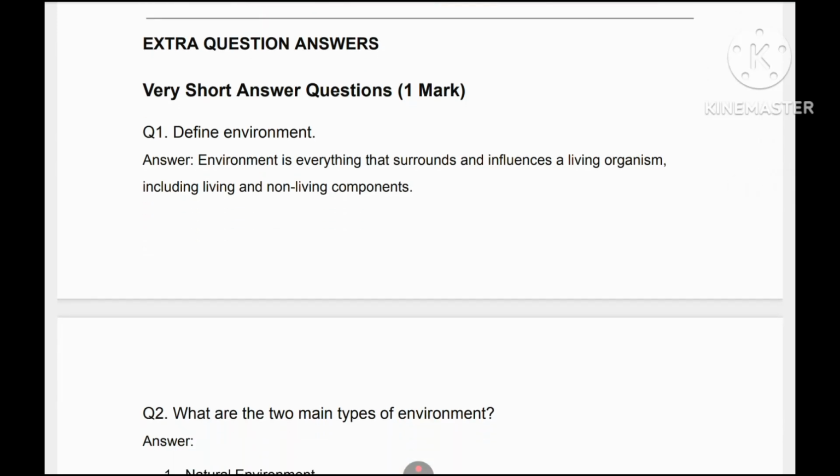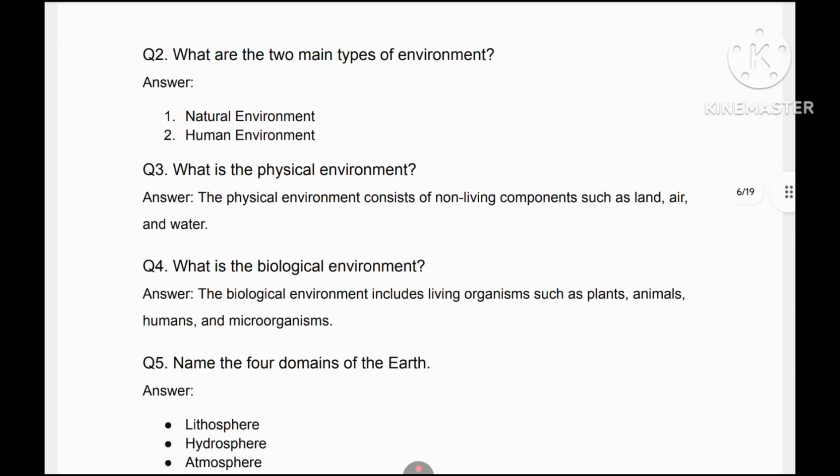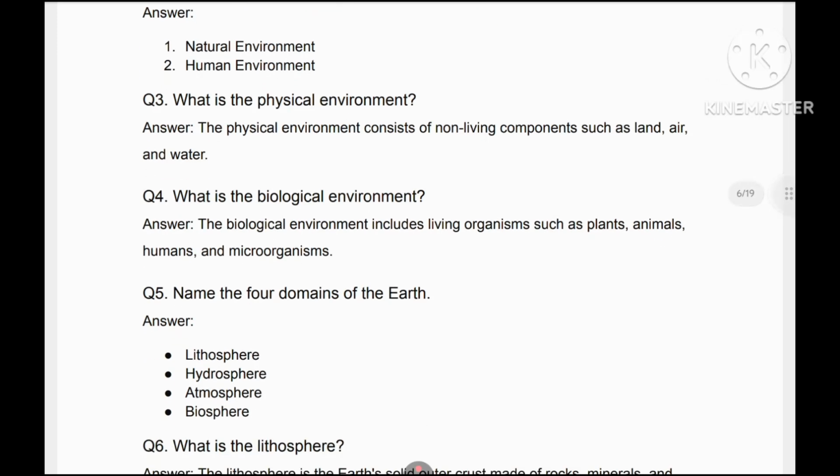Very short answer questions. Define environment. Environment is everything that surrounds and influences a living organism, including living and non-living components. What are the two main types of environment? Natural environment and human environment. What is the physical environment? The physical environment consists of non-living components such as land, air and water.